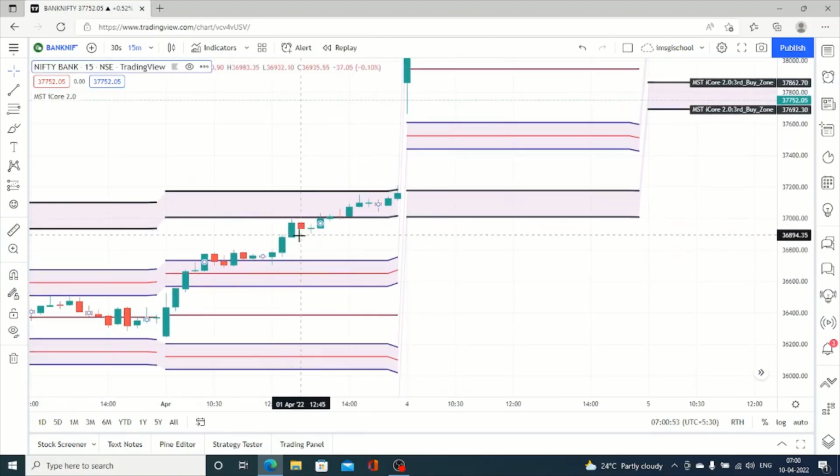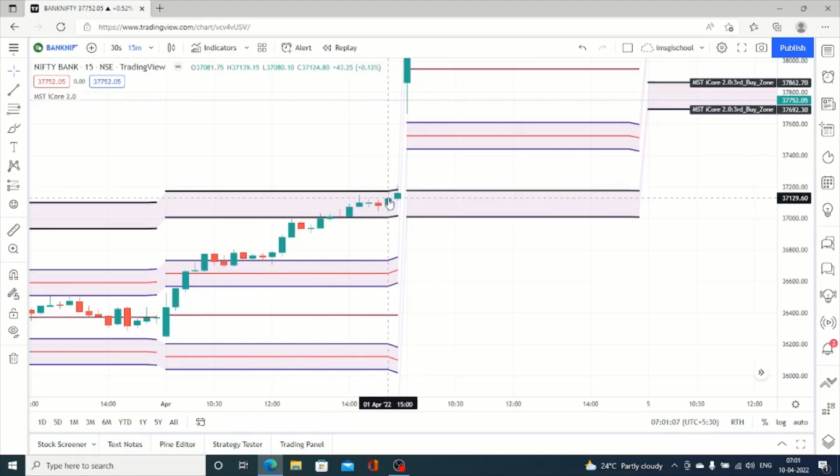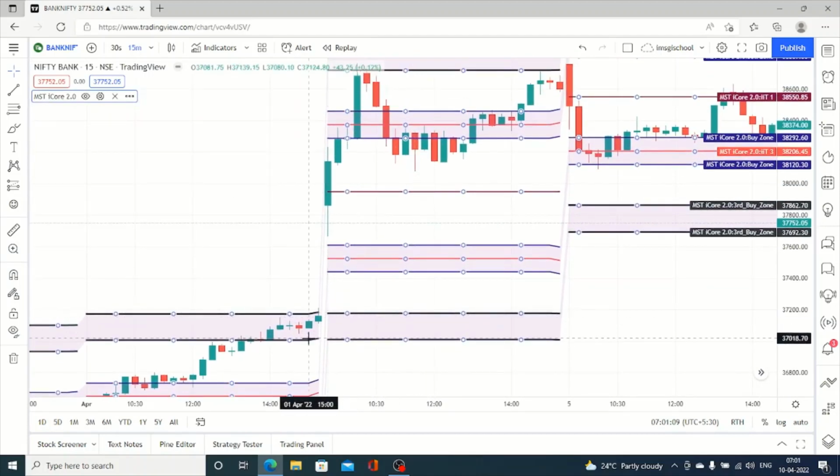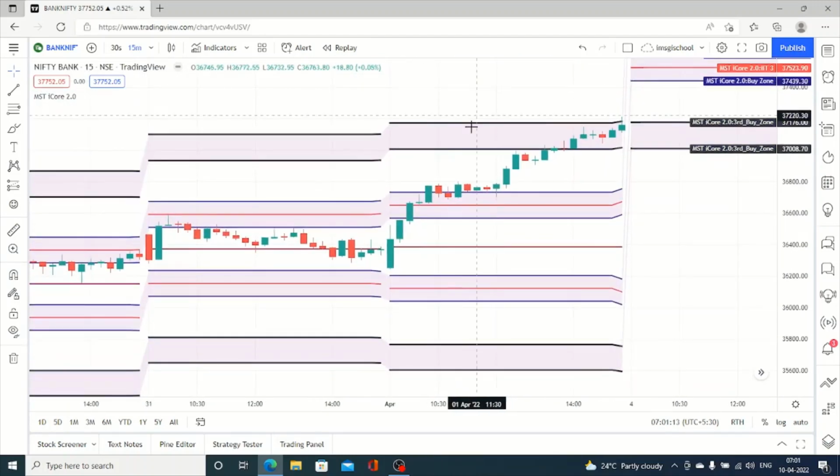Then here we got a small profit. What is the value? 36,993 to 36,904. 100 points we got the profit. Once it broke our third sell zone, the next day we got a very big gap up opening. So that is the power.